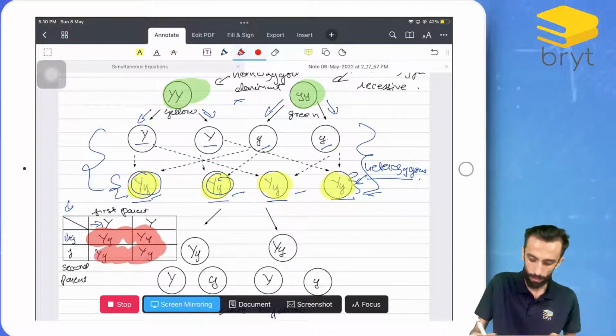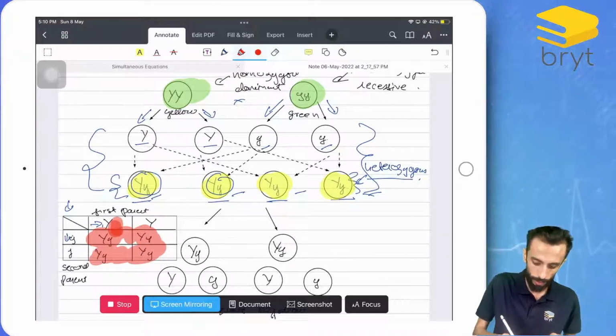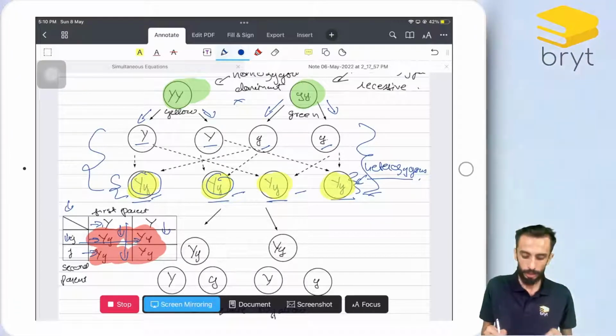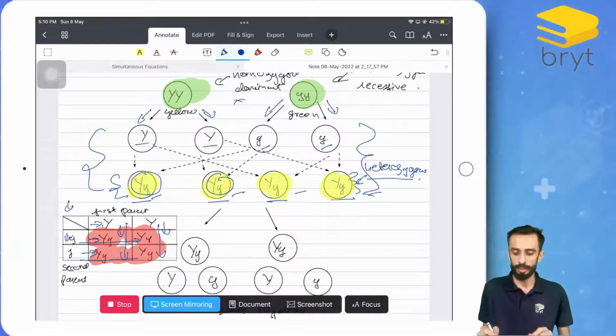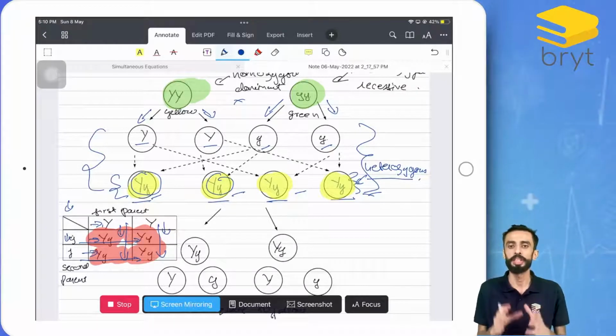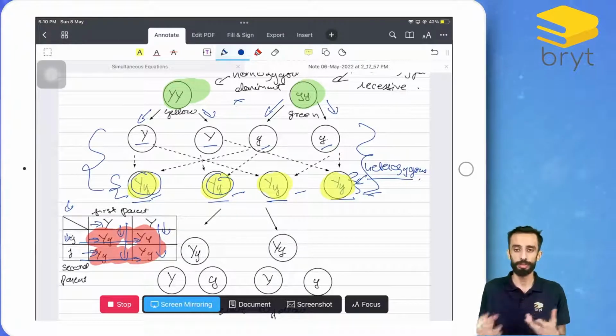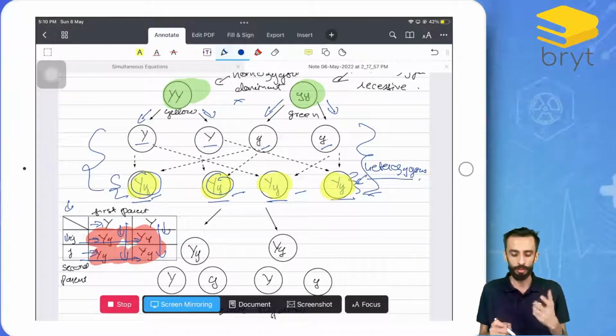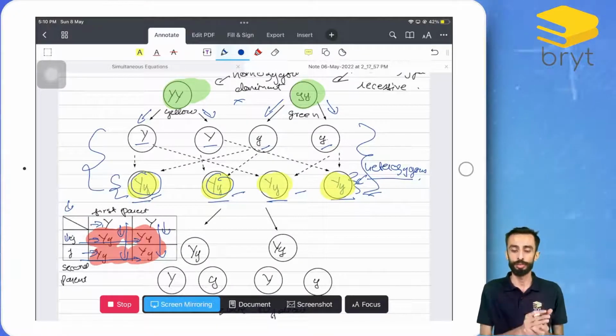So I fuse the gametes in each box, and vice versa here. So you can see we get the same result in a Punnett square as we got in this tree diagram, but a Punnett square is much easier to do. And because it is much easier to do, people prefer to use a Punnett square because A, it saves time, and B, it's much easier to see how the gametes will fuse.